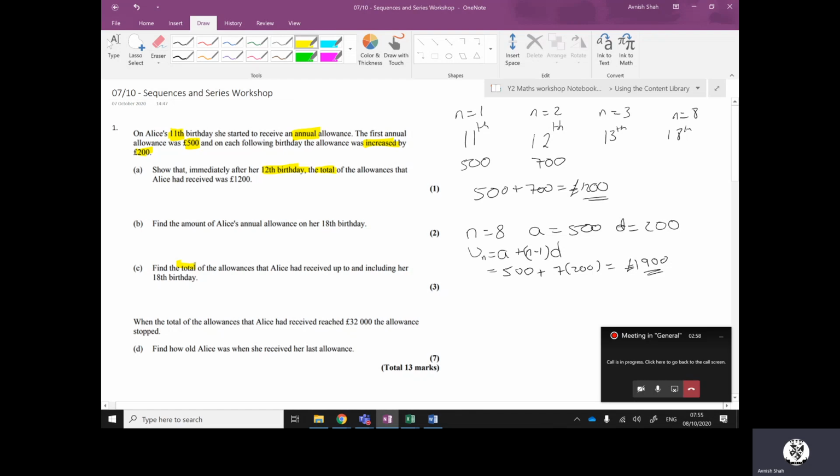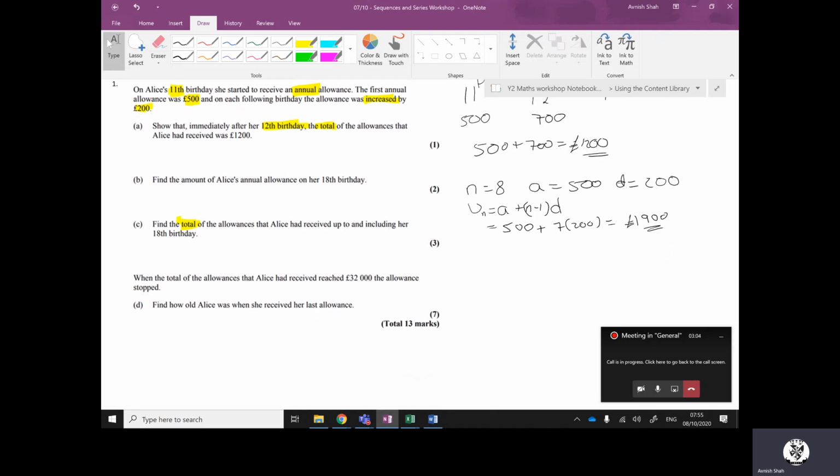Next question says, find the total of the allowances that Alice had received up to and including her 18th birthday. So this time, because it says total, we're going to use Sn. We've already got the information that we need. n is 8, A is 500, and D is 200. So Sn, well, it's not Sn, it's S8 that we're working out.